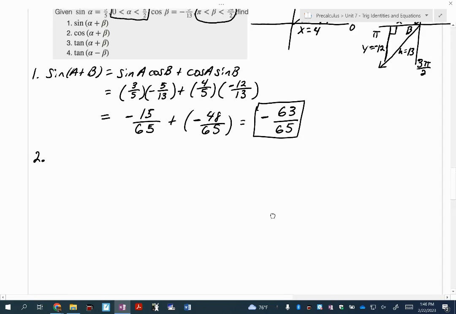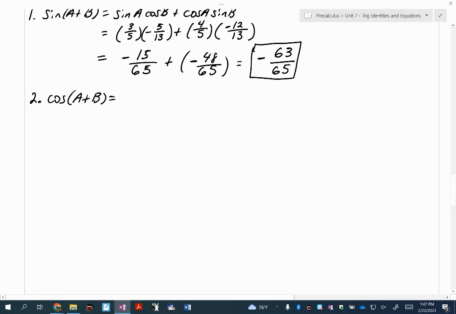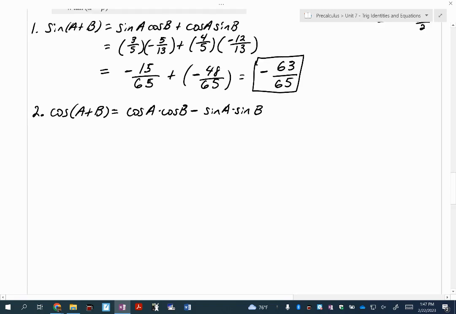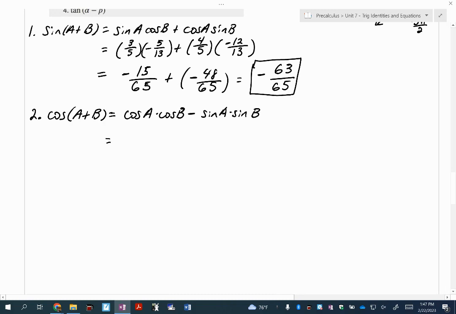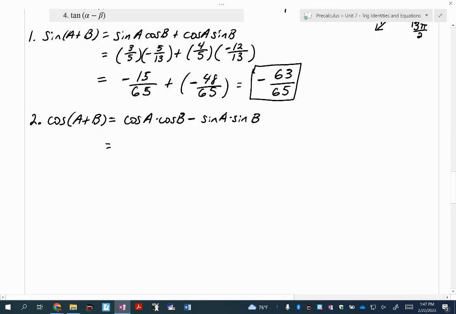Now, number 2 says the cosine of angles A plus B. All right, so to do that, remember, you do cosine of A times the cosine of B. Do the opposite sign, so minus the sine of A times the sine of B. We don't know cosine of A, but we found it when we did the first one. The cosine of angle A was 4/5.